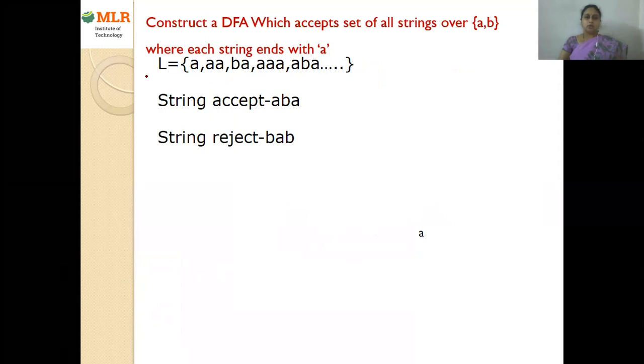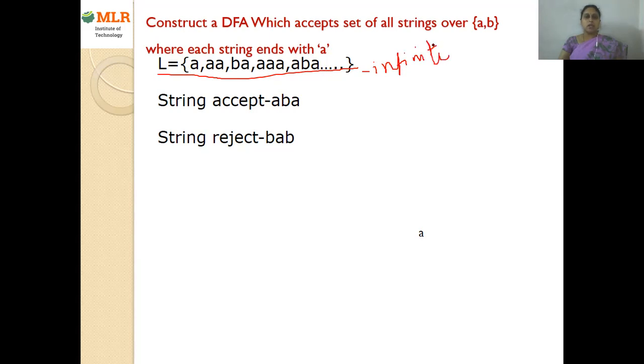The first thing we need to do is write the language. L equal to {a, aa, ba, aaa, aba, ...}. Is it a finite or infinite language? It is an infinite language. If it is a finite language, it is sure that we can draw a DFA. But if it is infinite, we need to check whether we can draw a DFA or not. Now, to draw a DFA for this, we take the minimal string and represent the structure using it.